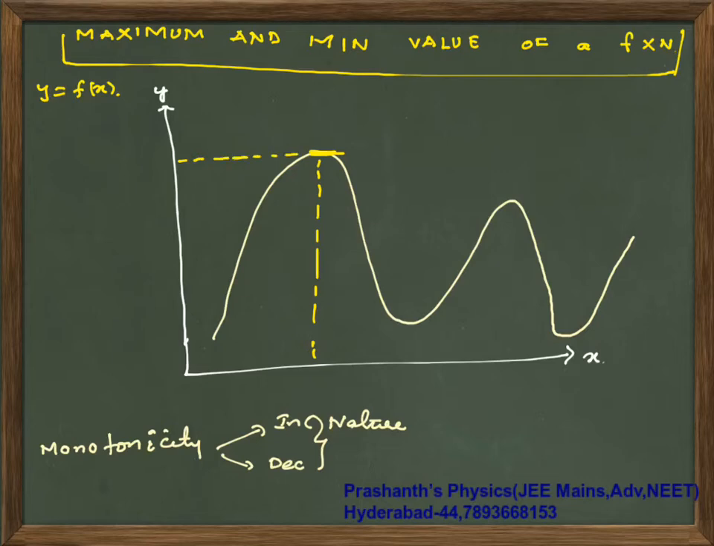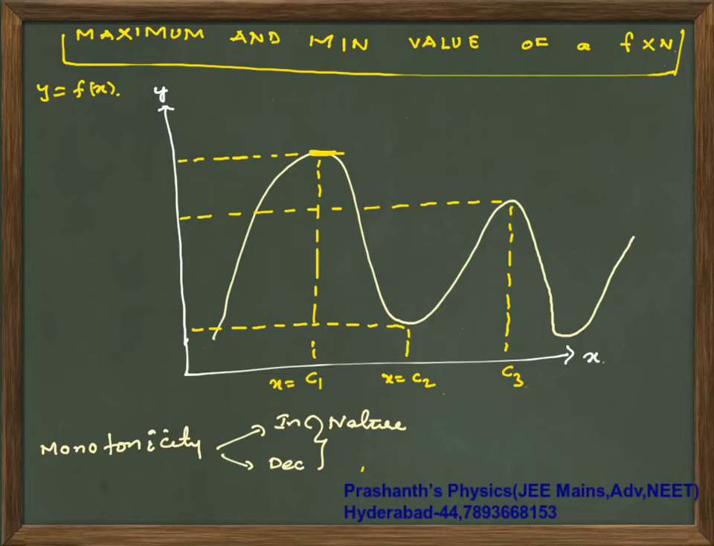That means if this is some point c1, x equal to c1, say for example, before c1 it is increasing and after c1 it is decreasing. And one more point, if I take x equal to c2, before c2 it is decreasing and after c2 it is increasing. Next one more point, if I take c3 here, before c3 it is increasing, after c3 it is decreasing. Now all these points c1, c2, c3 are called critical points.